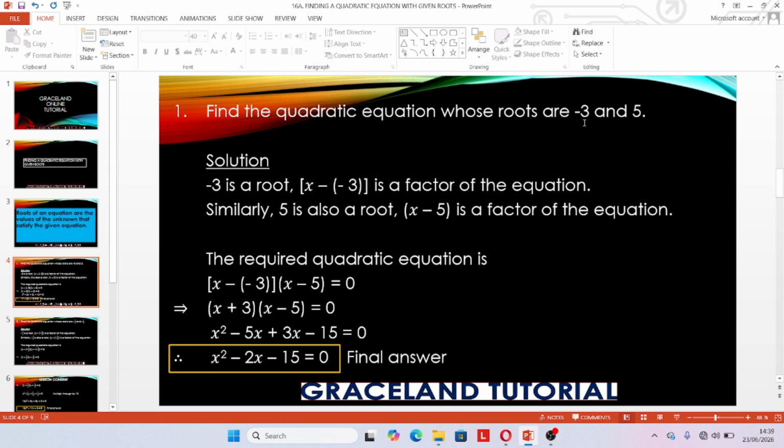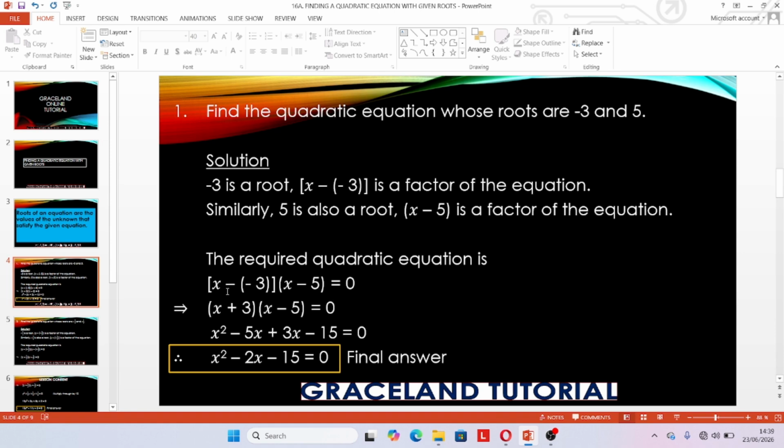Similarly, 5 is also a root. So we have x minus 5. That minus is constant in the formula. x minus 5 is a factor of the equation. Therefore, the required quadratic equation is, now when you have x minus -3 in brackets, you bring it here, x minus -3 in brackets, then the other factor, x minus 5, will be equal to 0.